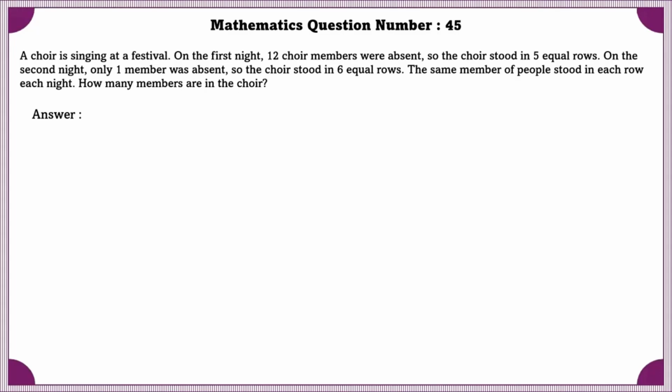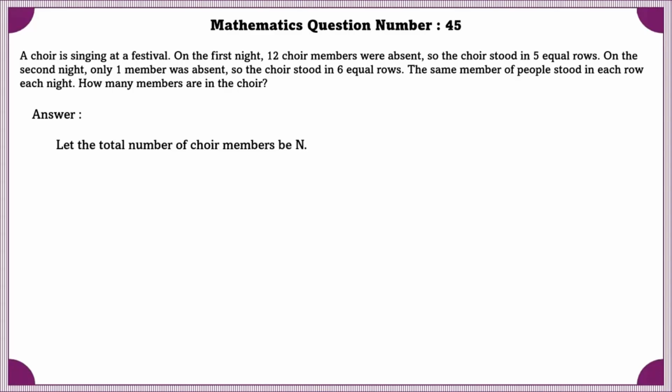Mathematics question number 45. A choir is singing at a festival. On the first night, 12 choir members were absent. So the choir stood in 5 equal rows. On the second night, only one member was absent. So the choir stood in 6 equal rows. The same number of people stood in each row each night. How many members are there in the choir?